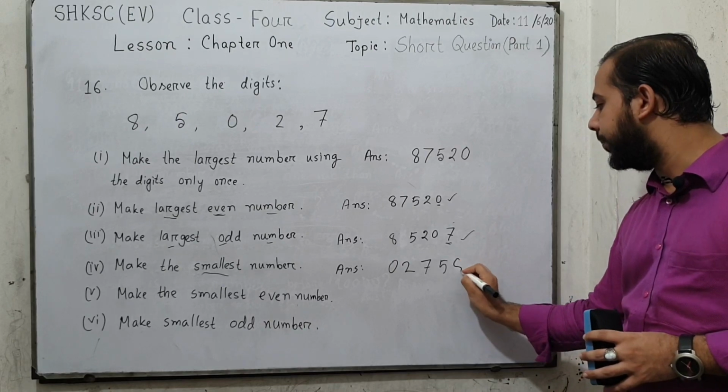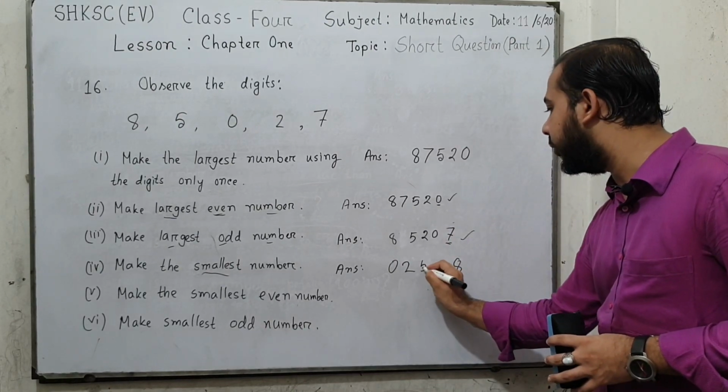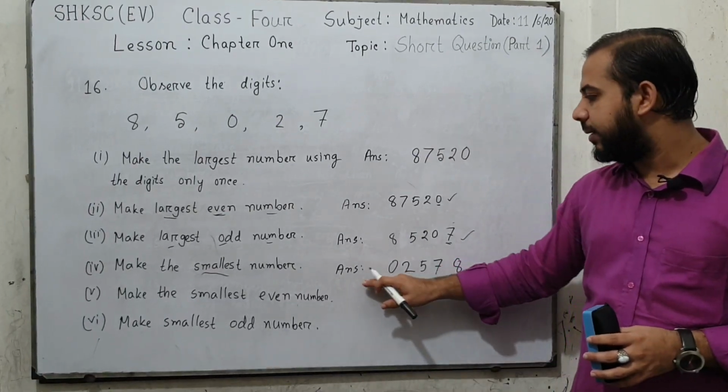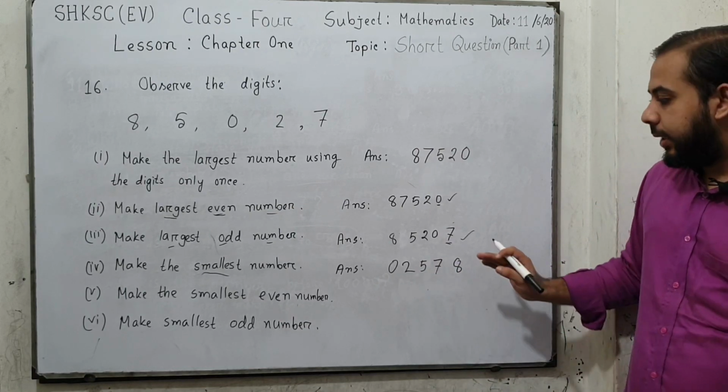Now, there is a problem here. Sorry, 0, 2, 5, 7, 8. So if we make this number like 0 at first, and then 2, and then 5, and then 7, and then 8, it should be the smallest number.